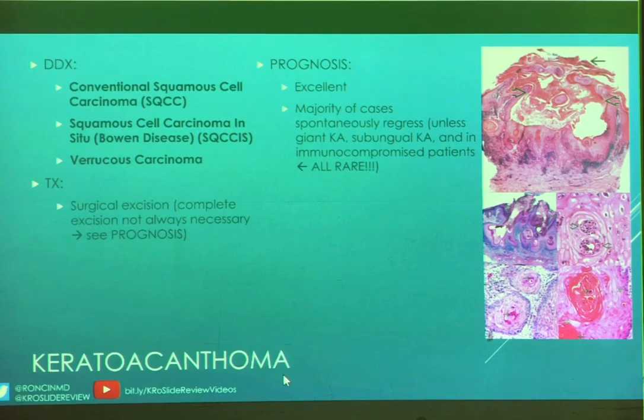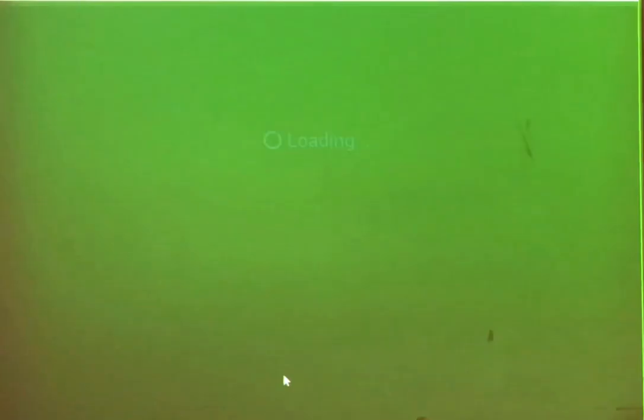So this is your keratoacanthoma, or KA, because I like KA. Just like the Jungle Book. Case six.